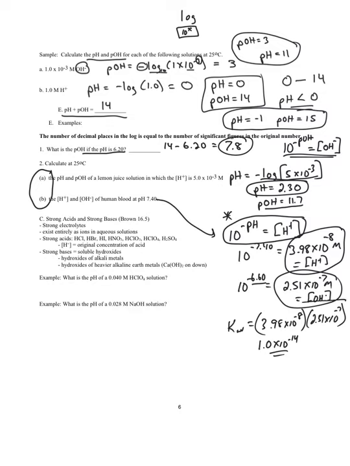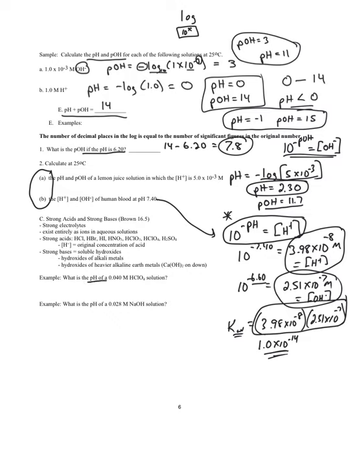Multiplying these two numbers together gives me 1 times 10 to the negative 14th. This is just to prove and check to you that no matter what the substance is, when you multiply the H plus and OH minus concentration of an aqueous solution, it should always multiply to 1 × 10^-14. That is a constant. Okay? All right, last couple examples here.